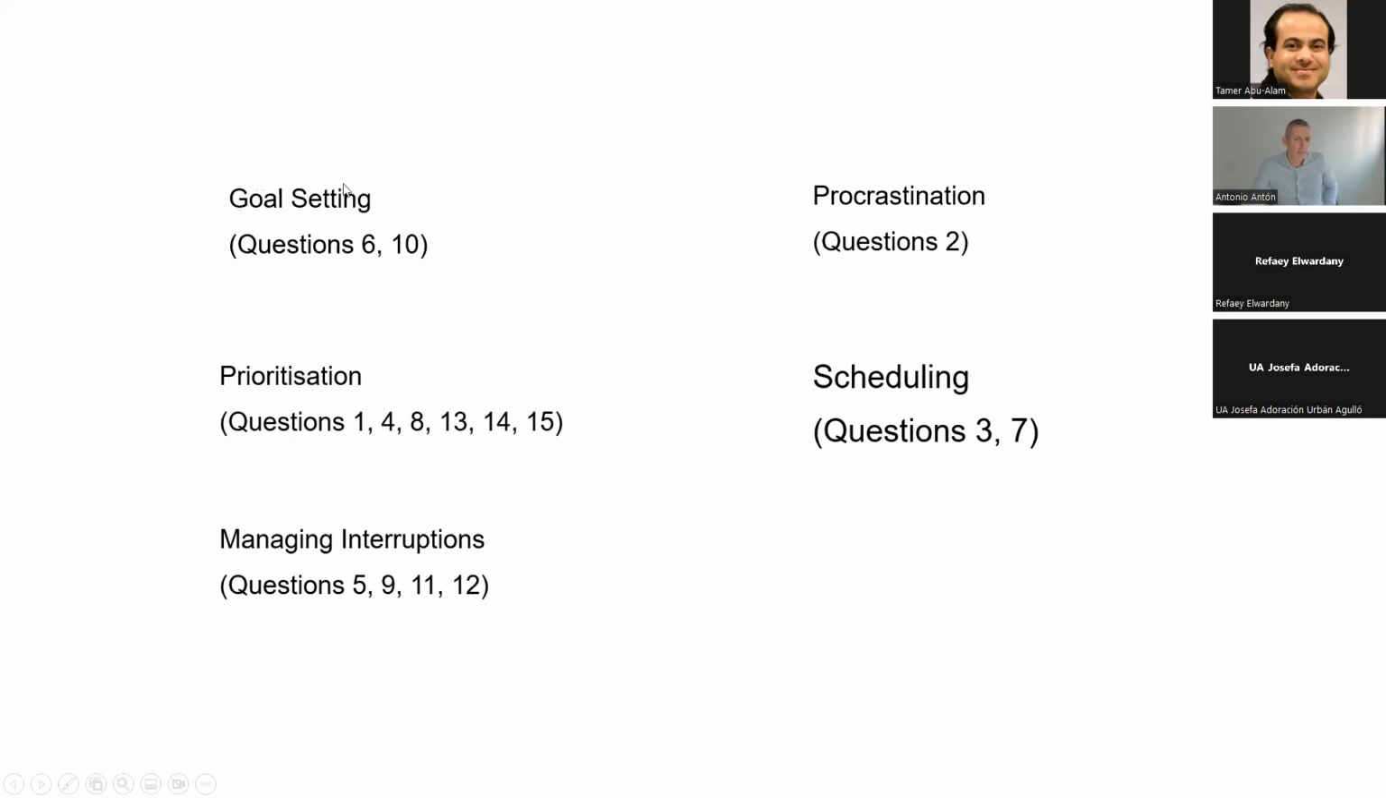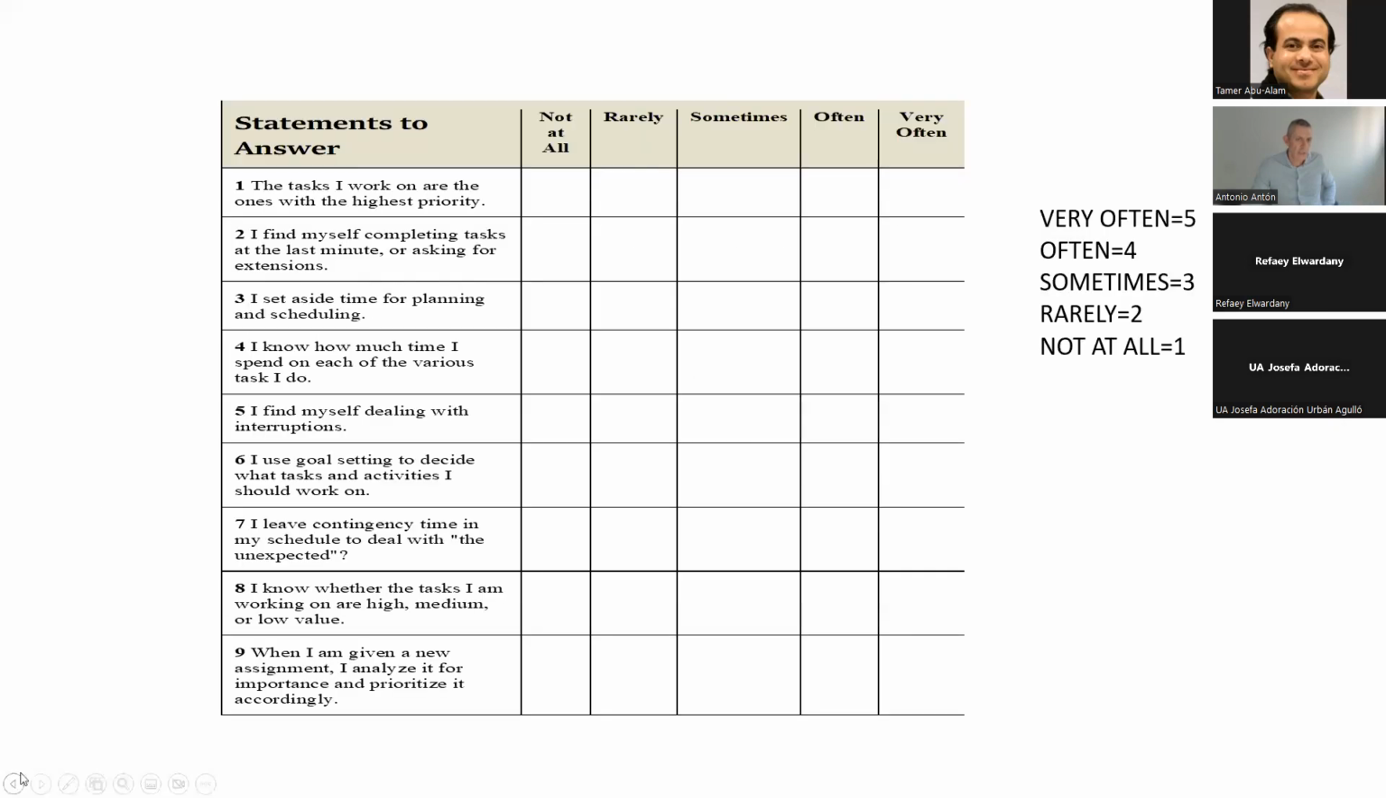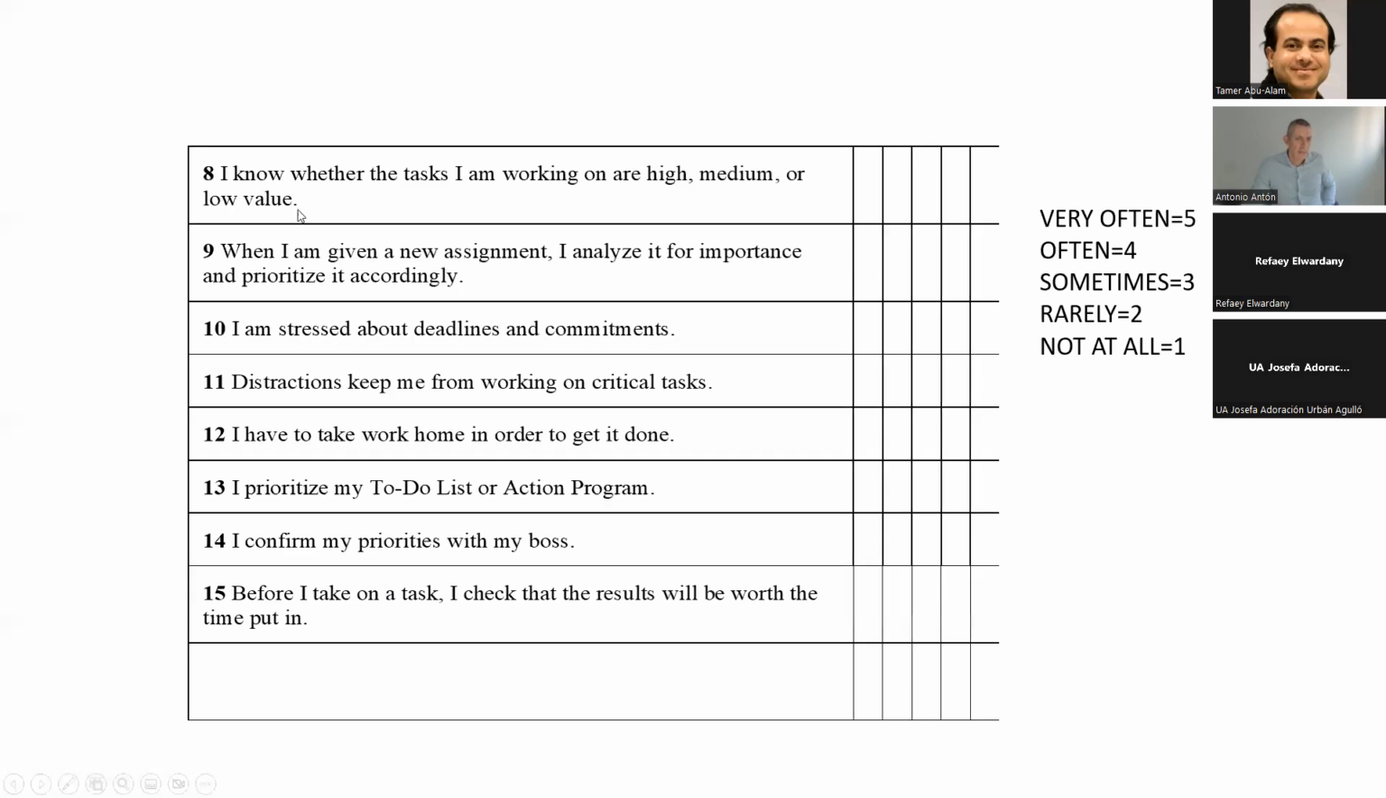This is on the original module 1. However, because it's recording now, when Tamer uploads this material, you can go to this screen and see exactly which items are related to which skills. 6 and 10, for instance, are related to goal setting. You see 6, I use goal setting, and 10, I know whether the task I'm working on is high, medium, or low value. Remember the value in terms of the goals of the matrix.